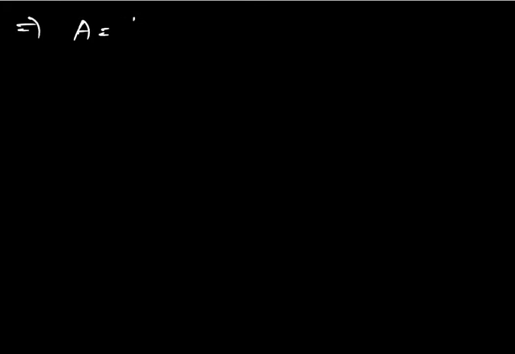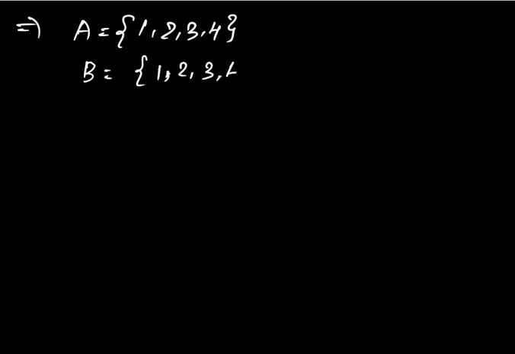So, A value is given as set of 1, 2, 3, 4 and B value is natural numbers. So 1, 2, 3, 4, 5 and so on. And they have given f of x is equal to x cube. So here A values are 1, 2, 3, 4. So find f of 1, f of 2, f of 3 and f of 4.